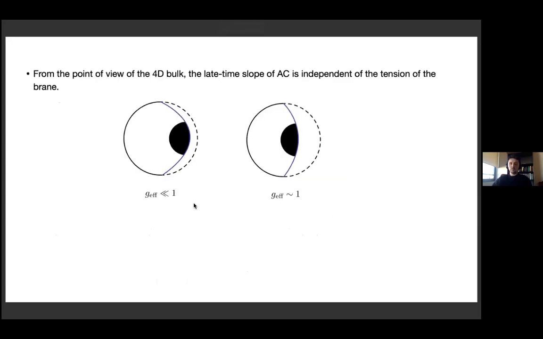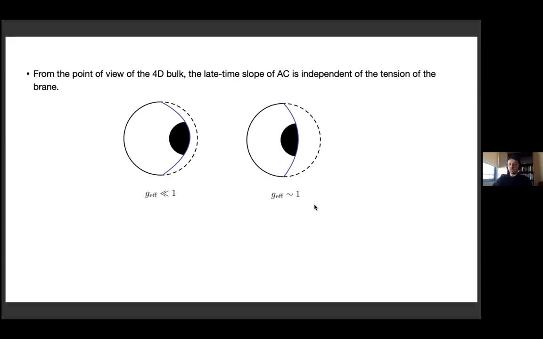So from the point of view of the four-dimensional bulk, this is an effect. So the late time slope of action complexity is independent of the tension of the brane. The effective coupling controls the inverse tension of the brane. When we take the effective coupling to be very small, the brane is just very close to the asymptotic boundary.